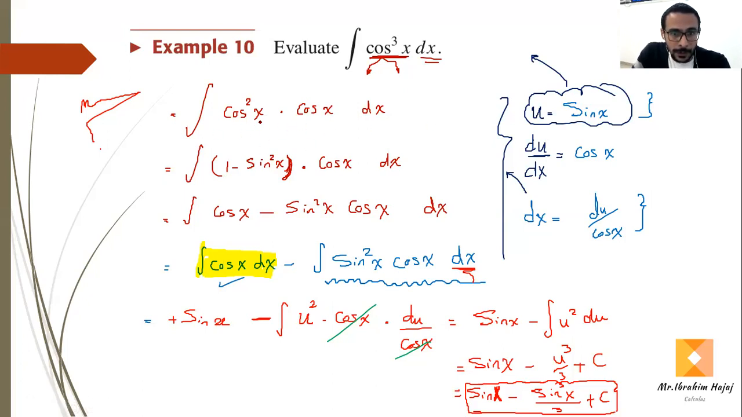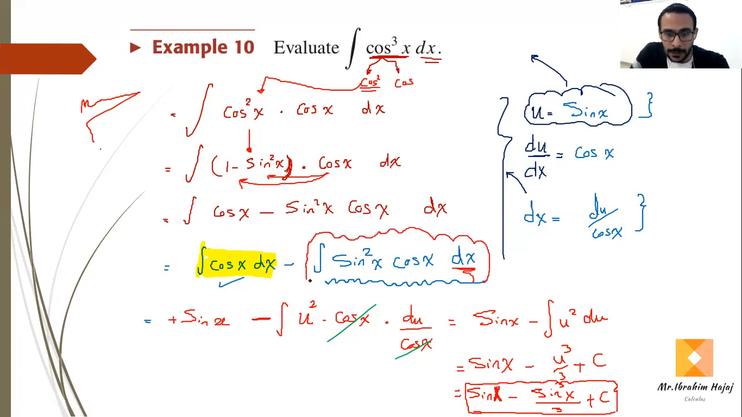So we separate the cosine cubed as cosine squared and cosine. The cosine squared, we substitute by the familiar identity: 1 minus sine squared, times cosine. Then by the distributive property, the first part, the integral of cosine is sine, but the second part, sine squared times cosine, we worked with the u substitution method. We let u be sine, and its derivative is cosine, so dx is du over cosine, cross out cosine and it works normally. Any question?